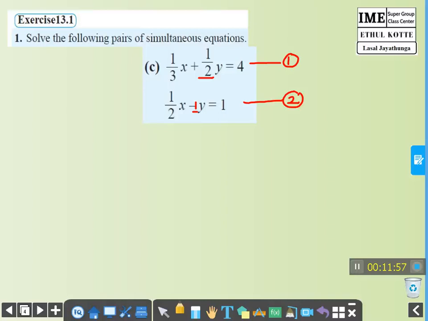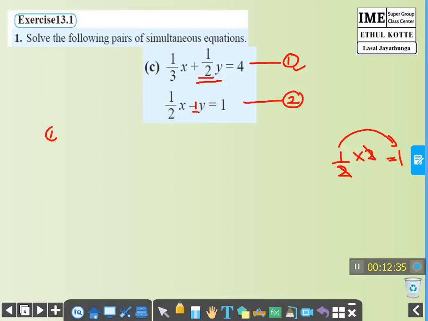Here, easily you can make 1 upon 2 as 1. How can you make 1 upon 2 as 1? Forget about the signs, plus or minus. How can you make half as 1? Multiplied by 2. Here 2 and 2 cancel, answer is 1. So that's why we'll multiply this one by 2, then you can make it as 1y. Right. So it is equation 1, we'll multiply it by 2.